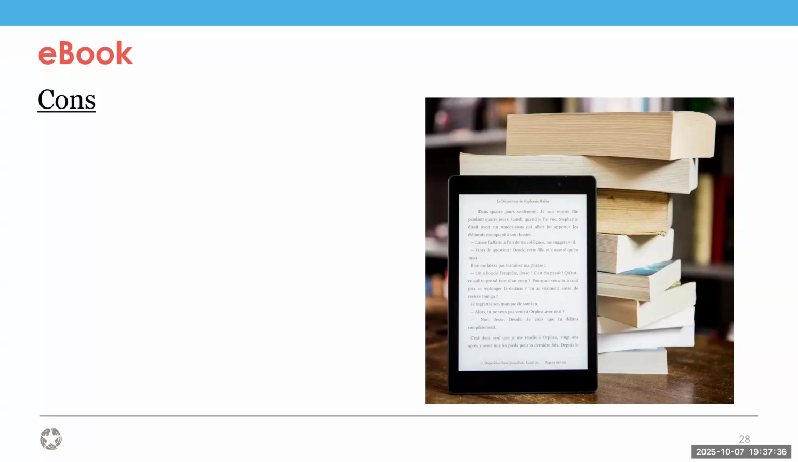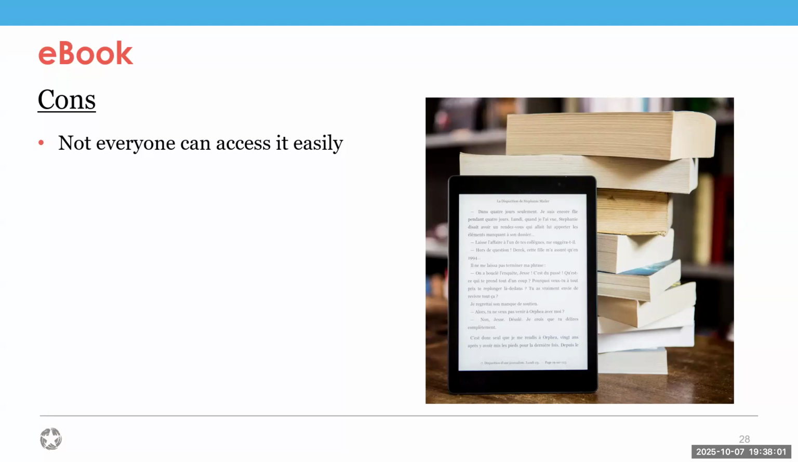Okay. So cons to ebooks. There's a lot of really good pros to them, but some of the cons could be not everyone can access it easily. If you're making a book for your 90-year-old grandmother who doesn't know how to use a computer, she won't be able to easily read it. This again is considering your audience, like we talked about in the beginning.